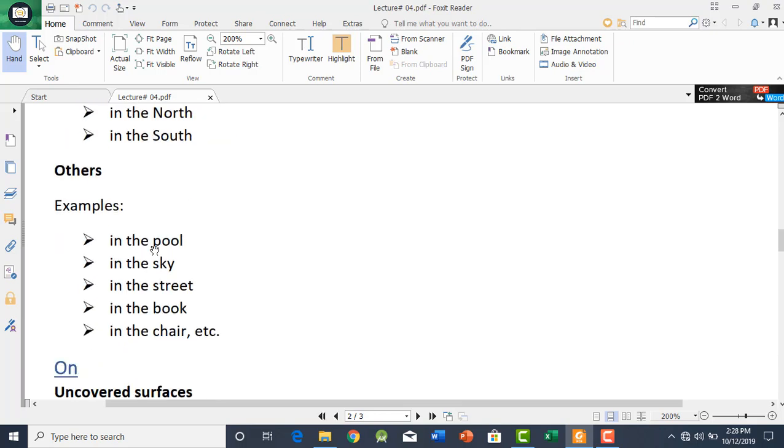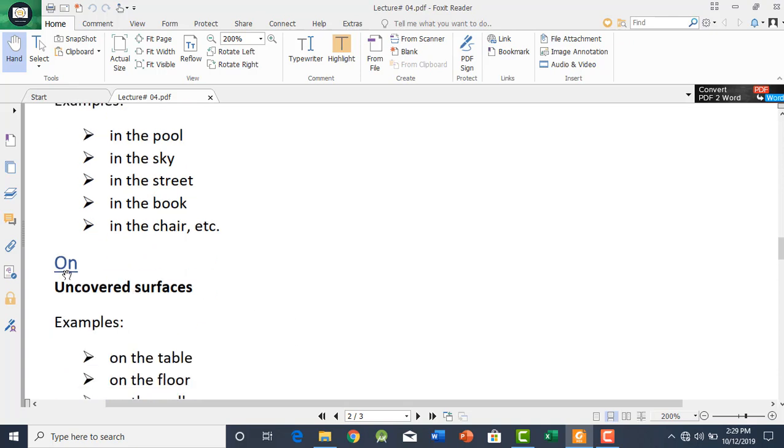And other situations, other than directions, parts of the day, covered areas, and large places, also include the use of this important preposition in, like in the pole, in the sky, in the street, in the book, in the chair, and some other examples also included here.